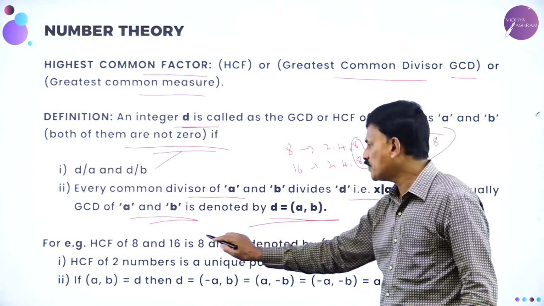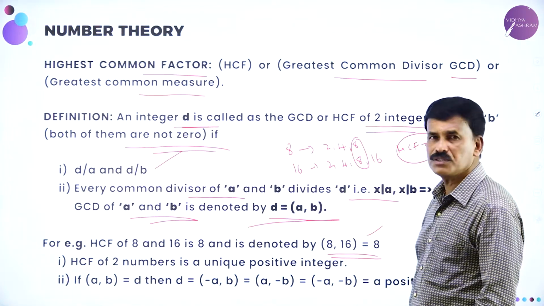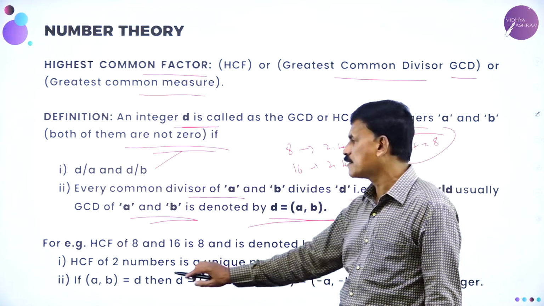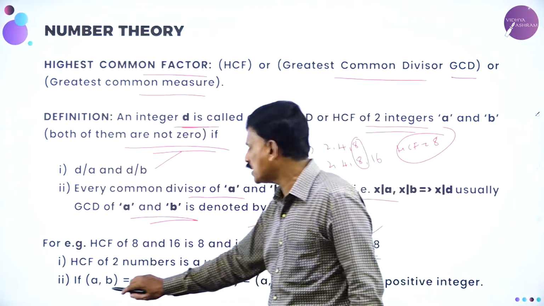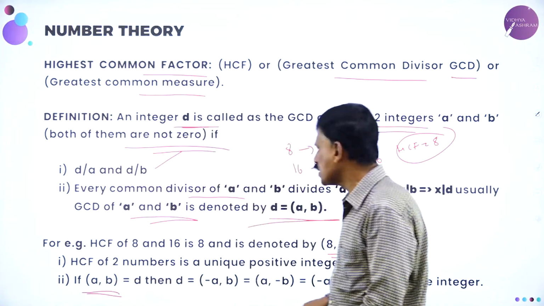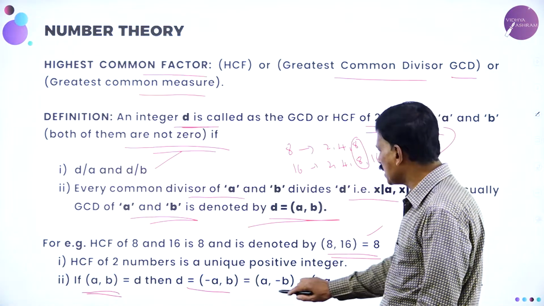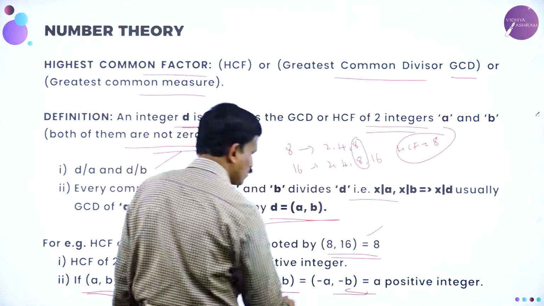So the HCF of 8 and 16 is 8, and it is denoted as (8, 16) is equal to 8. The HCF of two numbers is a unique positive integer. Suppose (A, B) is equal to D, then D is also equal to (-A, B), that is also equal to (A, -B), that is also equal to (-A, -B).